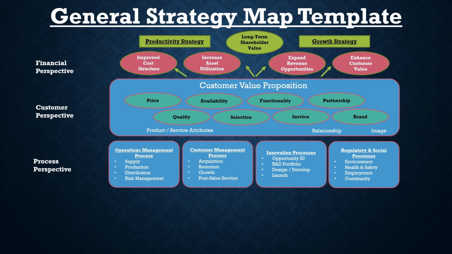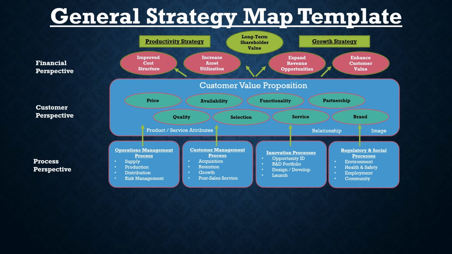4. The regulatory and social process. Here we consider constituents not addressed by the other processes already discussed. These include the environment, health and safety, employment, and the community. What procedures will we need to implement in order to address any concerns identified?